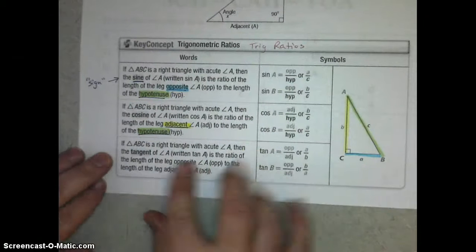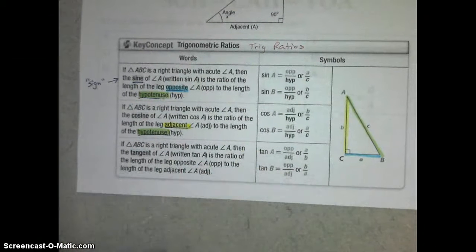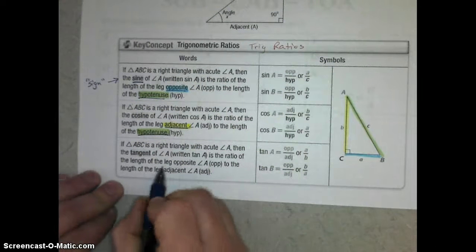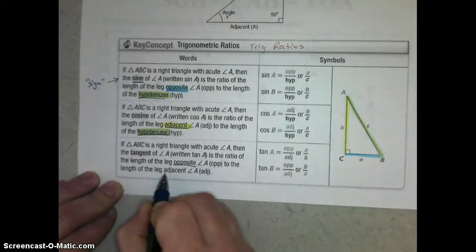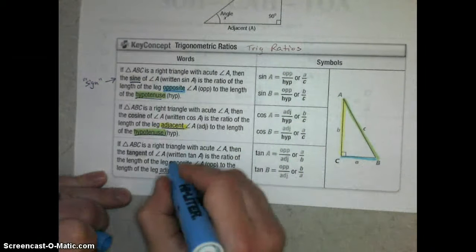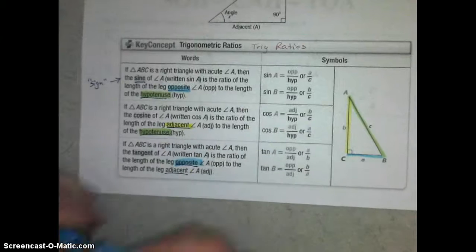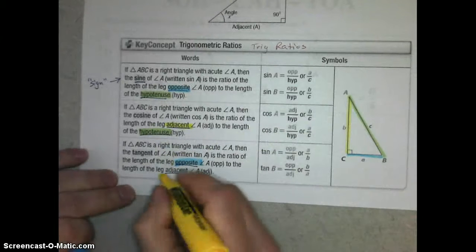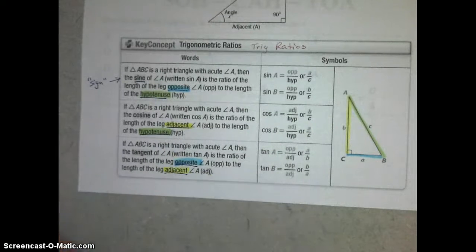And then lastly, we have what's called the tangent ratio. The tangent ratio compares the length of the opposite leg over the adjacent leg. A tangent does not use the hypotenuse. So the leg opposite angle A divided by the length of the leg that is adjacent to angle A.